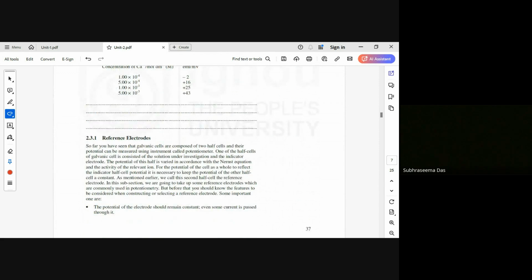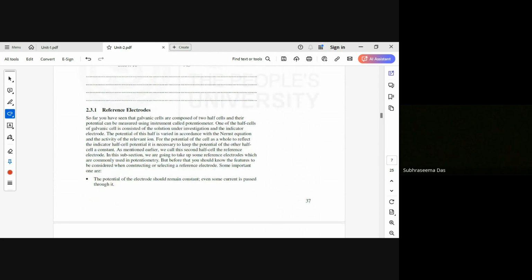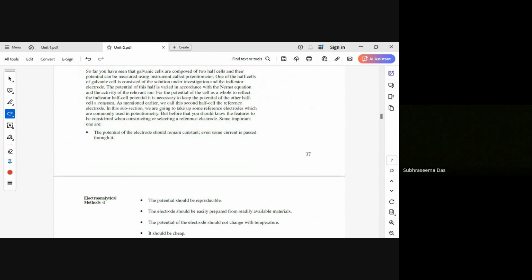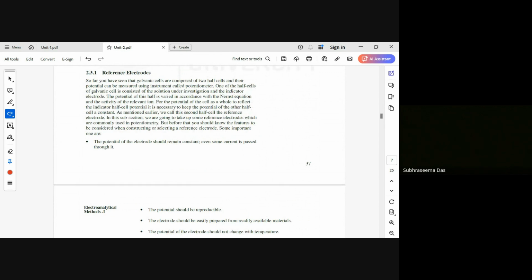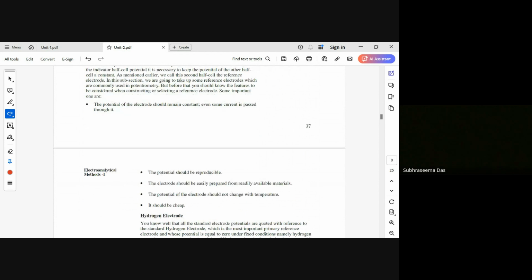Okay, so next we will consider reference electrodes. Now we know there is a standard electrode, a reference electrode and the indicator electrode. So for the reference electrode, some points need to be considered while working with it. The potential of the electrode remains constant even when some current is passed through it. Since it is the reference electrode, or sometimes referred to as the standard electrode, its potential has to remain constant even when some current is applied to it.